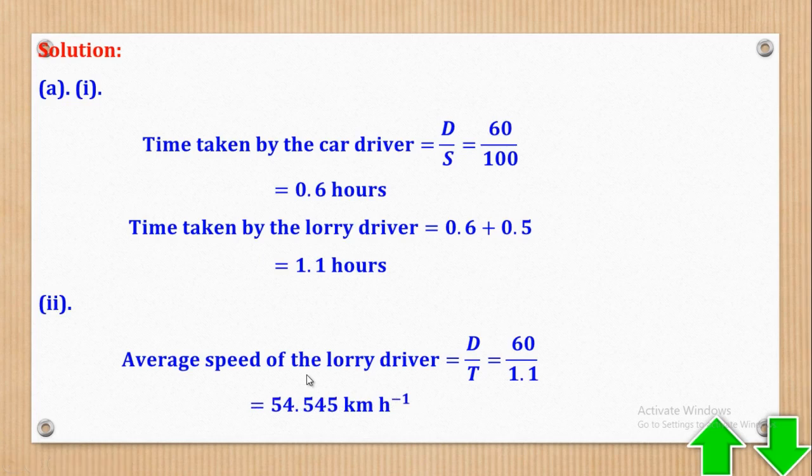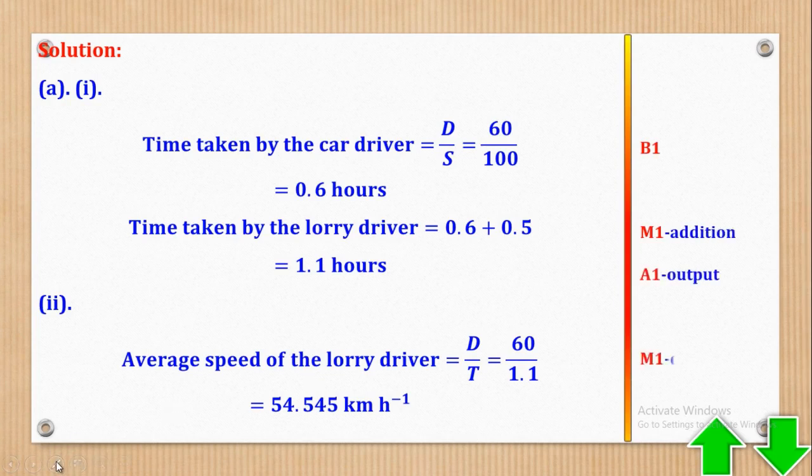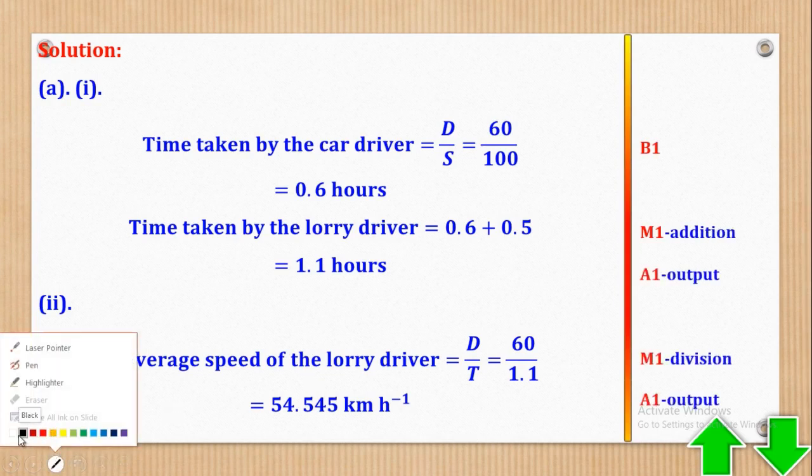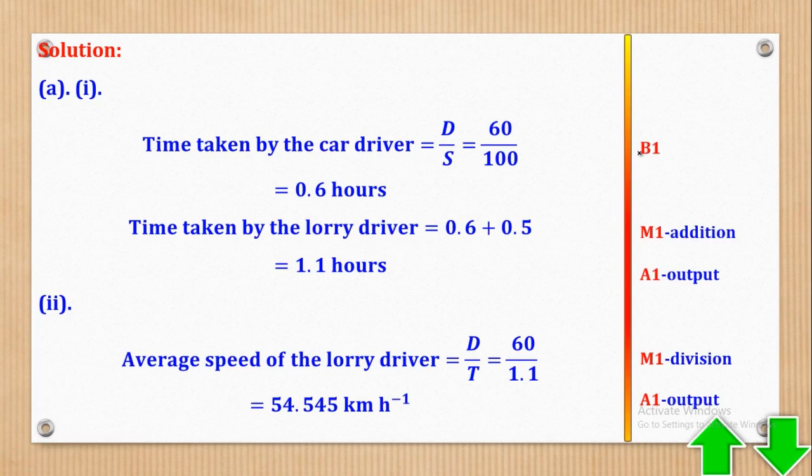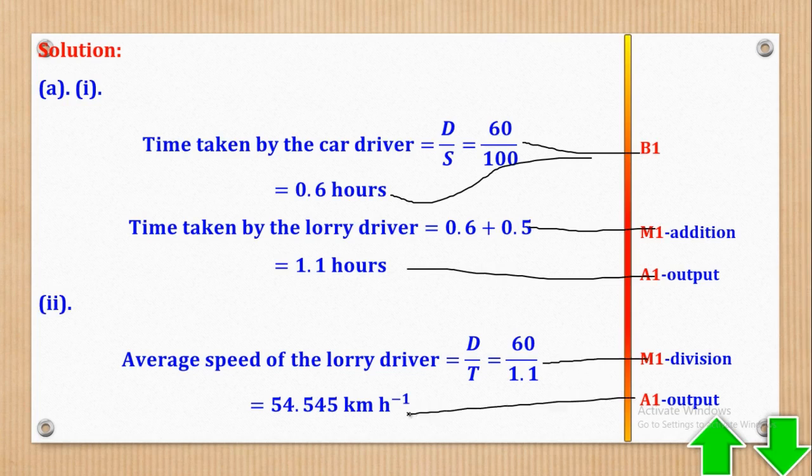Now let's see in part A how marks can be awarded. B1 for substitution, B1 for getting this time for the car driver, M1 for addition, A1 for output, M1 for division, and A1 for output.